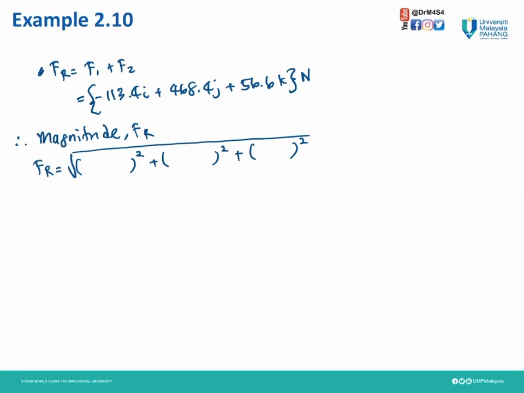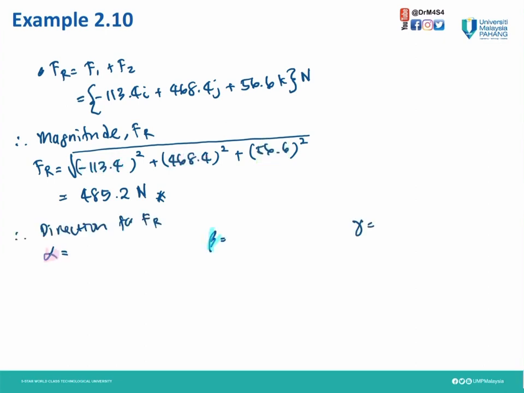Once we have our resultant force in 3D notation, we can simply find the magnitude. The magnitude is the square root of negative 113.4 to the power of 2, plus 468.4 to the power of 2, plus 56.6 to the power of 2. Then we get FR. The magnitude of our FR is 485.2 Newton.